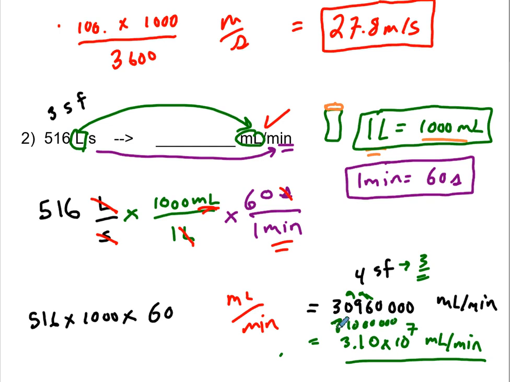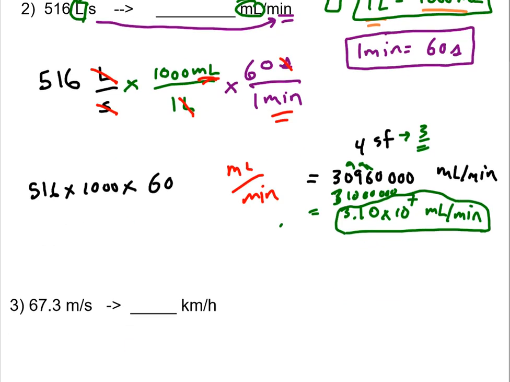Okay, and then 31 million rounds to 3.1 times 10 to the 7. Hopefully that makes sense and you can follow what I wrote there. Okay, we're going to do one more example here just to make sure we're okay with this.